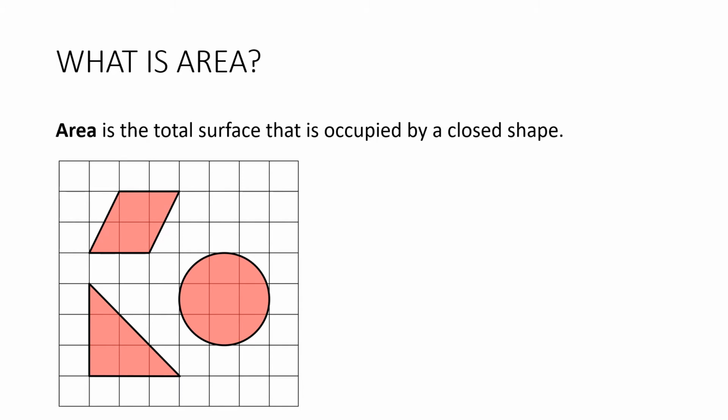It's the total surface that's occupied by a closed shape. And you can see this in the diagram. So in each case, for each of these shapes, the coloured part is the area of those shapes.